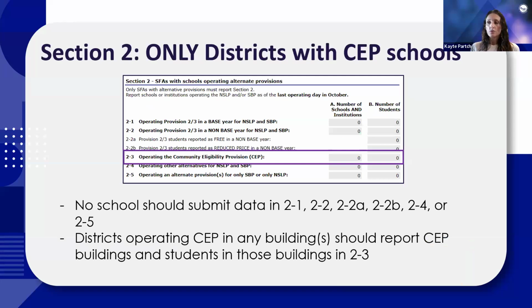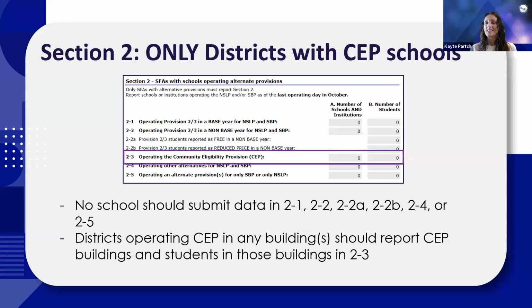For section 2, this will be completed by only school districts that have CEP schools. So no school should submit data in 2-1 or any of the questions for 2-2, including A and B. Schools in Nebraska also should not complete any information for question 2-4 or 2-5.